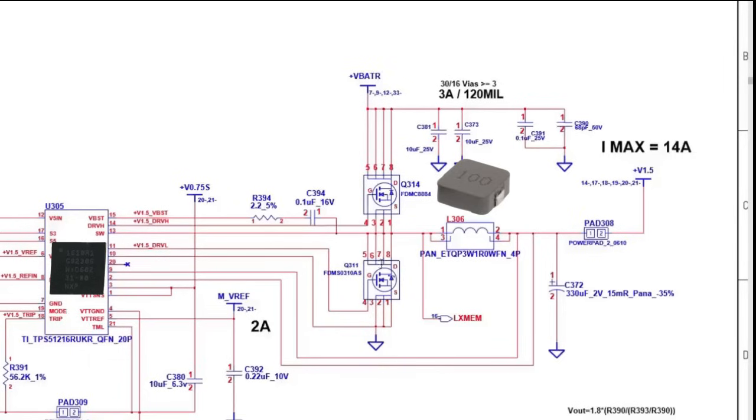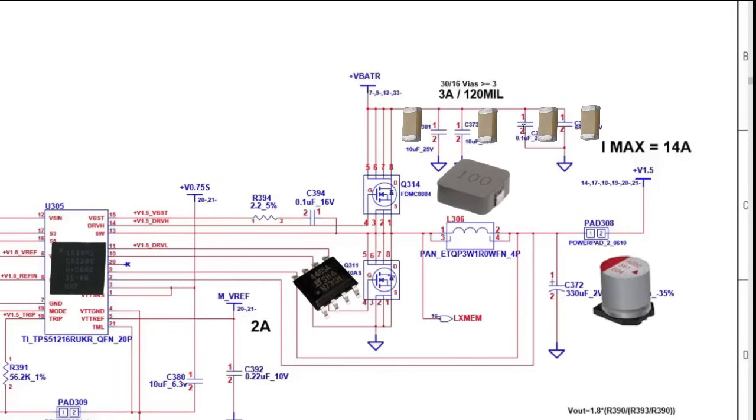Then we have this MOSFET, the lower MOSFET, connected directly to the ground. Then we have this electrolytic capacitor connected directly to the ground. Then we have these ceramic capacitors, the input ceramic capacitors. All these 4 capacitors are connected to the ground. But how can we spot the bad component first?